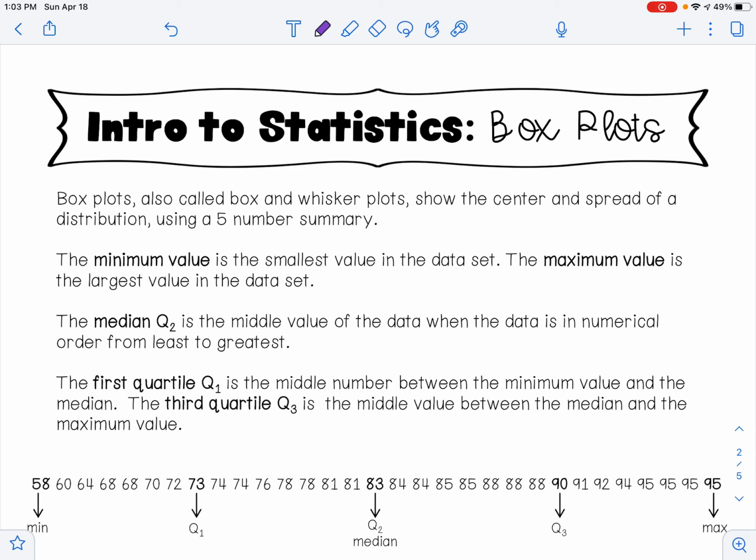Hello, in this video we're going to learn about box and whisker plots. Box plots, also called box and whisker plots, show the center and spread of a distribution using a 5-number summary. Those 5 numbers are the values that are listed here.